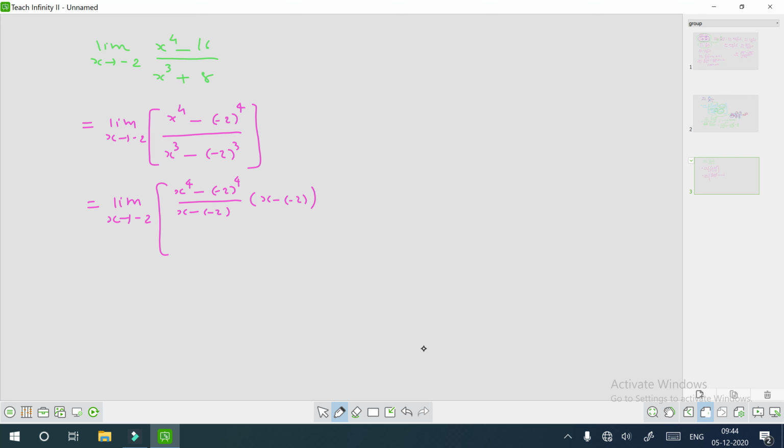Because in the denominator quantity, what do we want? We want variable minus constant. So multiply and divide by it. It is not there, so we need to multiply and divide by it.